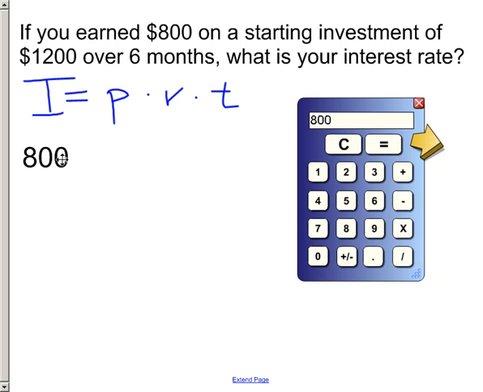My principal amount is the amount I started with. I started with $1,200. So that's going to go in the spot where the P is. I don't know the R yet, so I'm going to wait on that one.